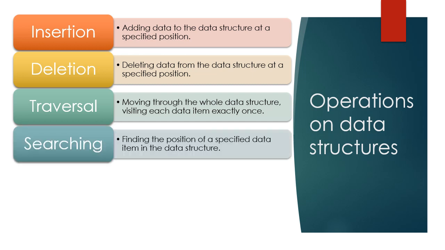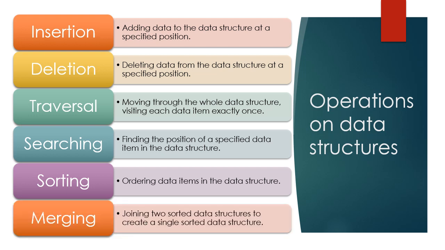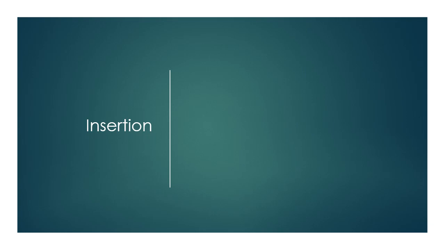Fourth is searching, finding the position of a specified data item in the data structure. Fifth is sorting, or bringing order to the data items in the data structure. And the last is merging, joining two sorted data structures to create a single sorted data structure. A good container is one that optimizes these operations. So let us now look at each one of these operations in detail.